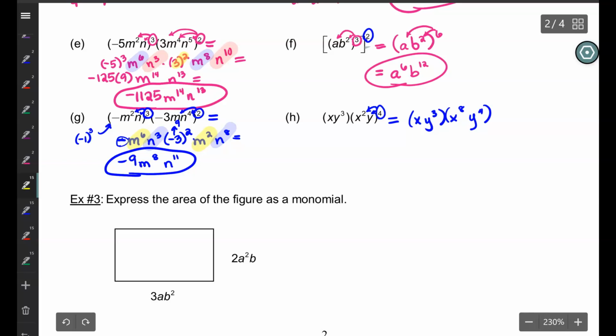And now I want to combine. So I have x and x to the 8th. So that's going to be x to the 9th. Combine that with y to the 3rd and y to the 4th. That's going to be y to the 7th.